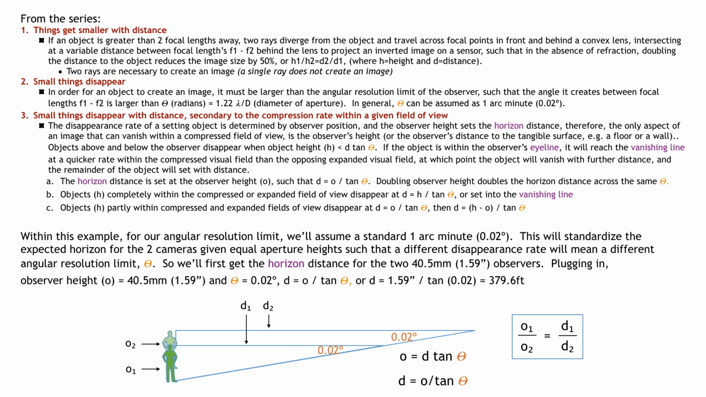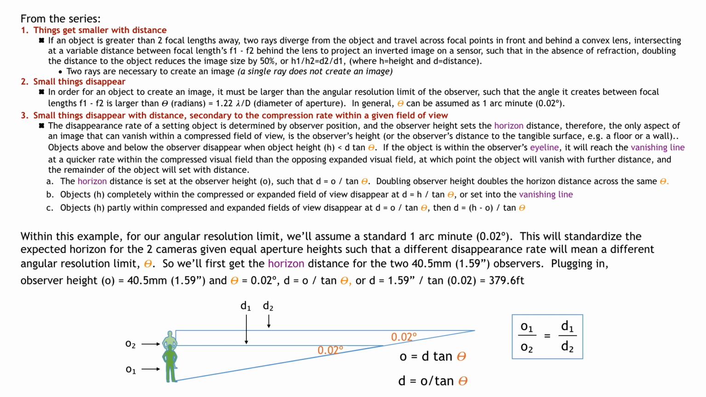So the next part was small things disappear. In order for an object to create an image, it must be larger than the angular resolution limit of the observer, such that the angle it creates between focal lengths f1 and f2 behind the lens is larger than theta in radians, equal to 1.22 lambda, which is the wavelength of light, divided by the diameter of the aperture. In general, theta can be assumed to be 1 arc minute at 0.02 degrees, which is a fairly standard rate, plus or minus a half arc minute on either side for most camera systems.